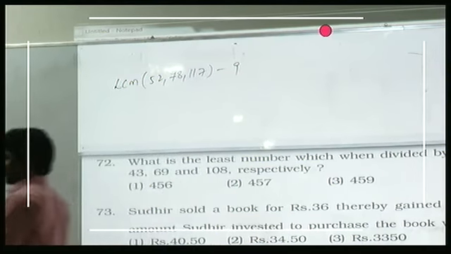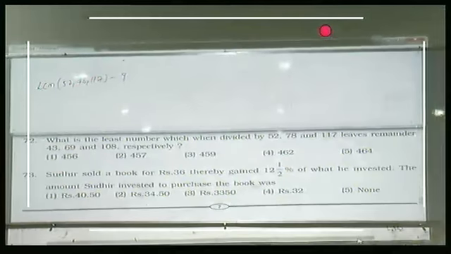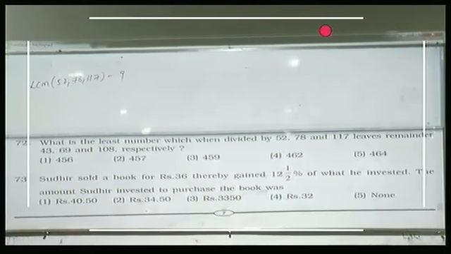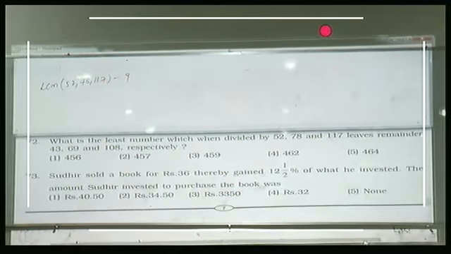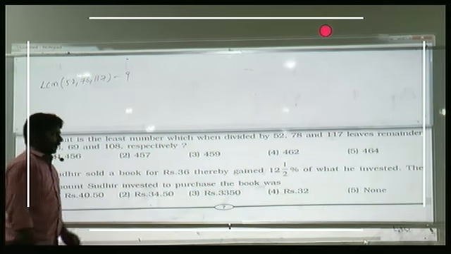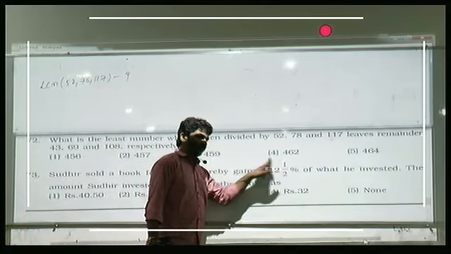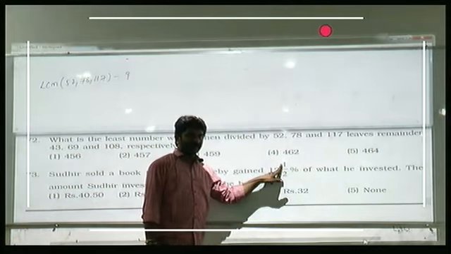Sudhir sold a book for 36 rupees, thereby gained 12.5% of what he invested. The amount Sudhir invested to purchase the book was? Yeah, third option, I think it should be 33.50, not 3,350. But anyway, he gained 12.5%. 12.5% in terms of fraction is 1/8. Denominator is 8, right? So we will take cost price as 8 parts.